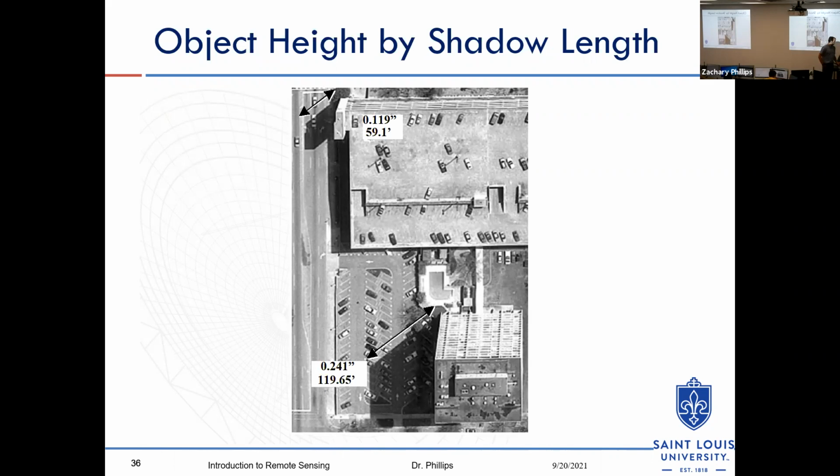So the example here gives us two shadows. The length of the shadow on the image is given in inches there, and the corresponding height of the object, in this case a parking garage and what looks like an apartment building to me, is what we're measuring.